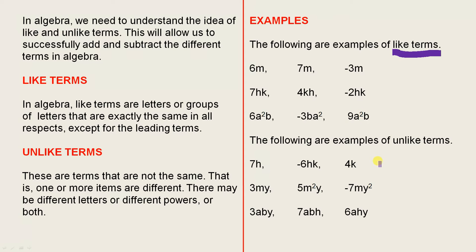The following are examples of unlike terms. Those three are unlike terms because the letters are not the same. Exactly the same here. While we have M and Y in each, the powers are different. And here, those three are definitely unlike terms because no two terms, for example, are the same.